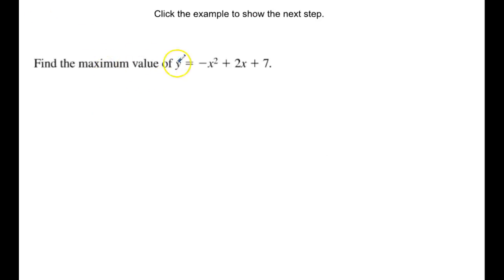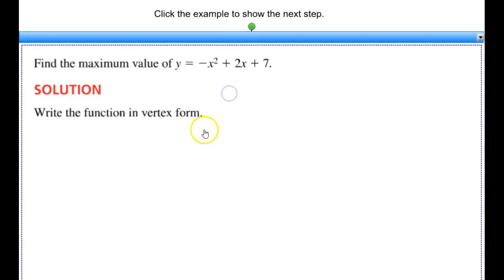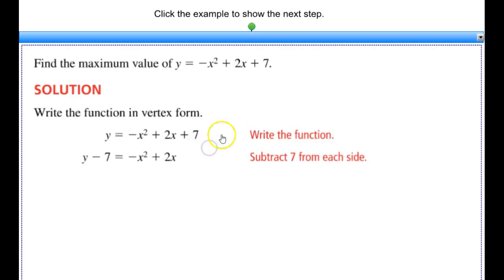So now here let's find the maximum value of this function, and I know it's going to be a maximum because my a value right here is negative, so I know that parabola opens downward. So again, I want to rewrite this in vertex form. So the first thing I do is I write my function and then I subtract my constant from both sides, so I'm left with this negative x squared plus 2x by itself on the right side. So the first thing I want to do is factor out that negative 1, because anytime I complete the square, this a value with my x squared has to be positive 1.